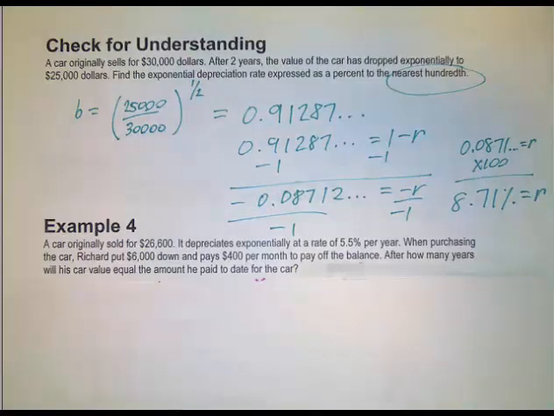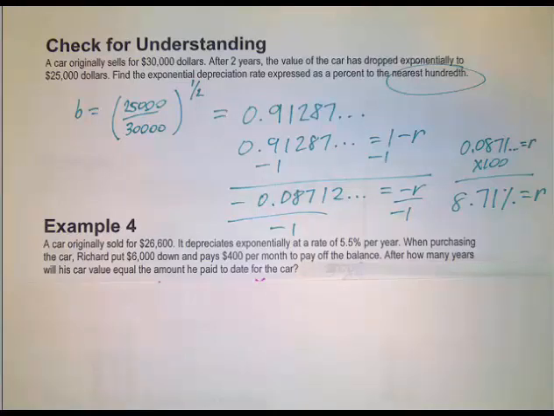Example 4. It's a little bit more difficult. A car originally sold for $26,600. It depreciates exponentially at a rate of 5.5% per year. When purchasing the car, Richard put $6,000 down and pays $400 per month to pay off the balance. After how many years will his car value equal the amount he paid to date for the car?